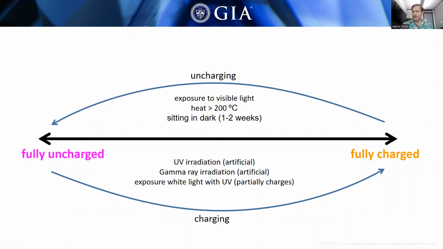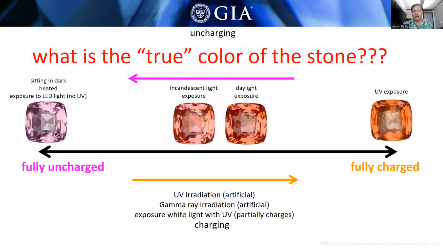We can heat the stone up above 200 degrees Celsius, or we can let the stone sit in dark for a couple weeks, and it'll get back to that fully uncharged state. Now this brings us to a challenging question in the gemological laboratory, which is what is the color of the stone? We can go from purplish pink all the way to straight orange, and everything in between. And with different types of illumination conditions, you can have a different stable color in that specific illumination condition. So what's the true color of the stone?